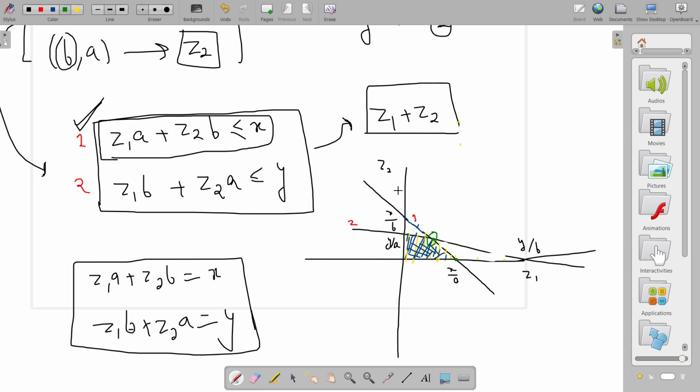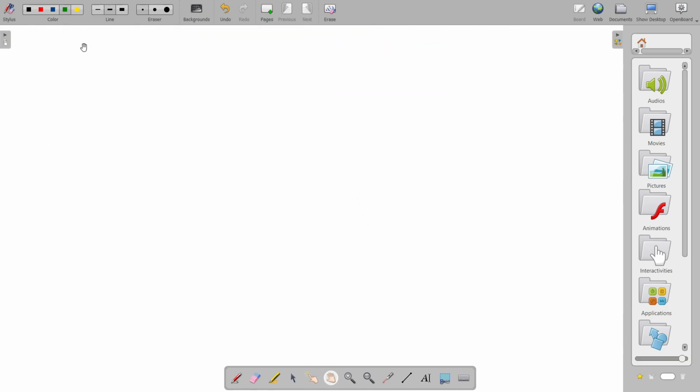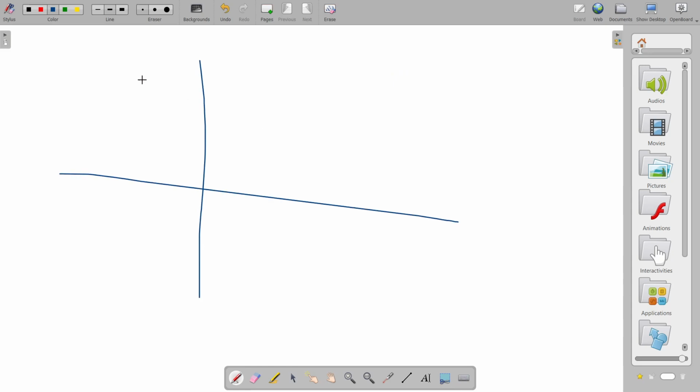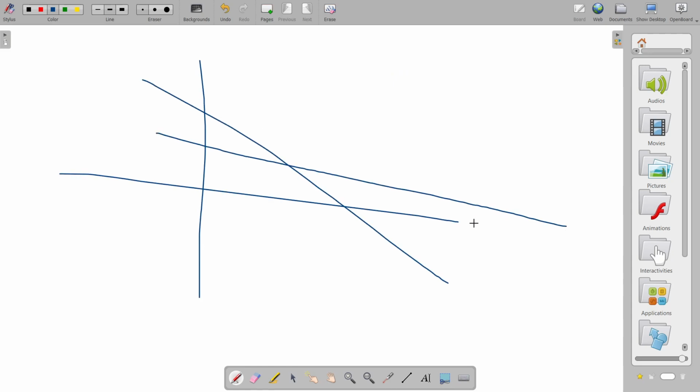However, z1 and z2 at this point of intersection can be fractional, so it's not necessary that it is integral. So I'll first draw a better image. Again this line, and I am talking about this region, right? I can find this point easily, and suppose this is something like 1.2 and 3.6.